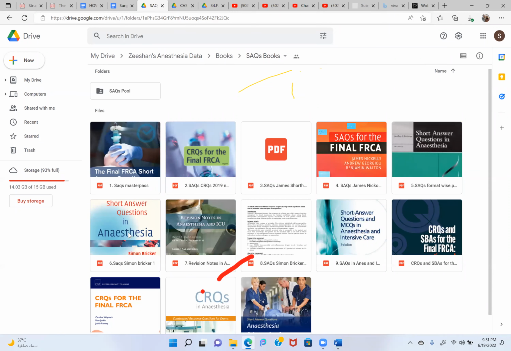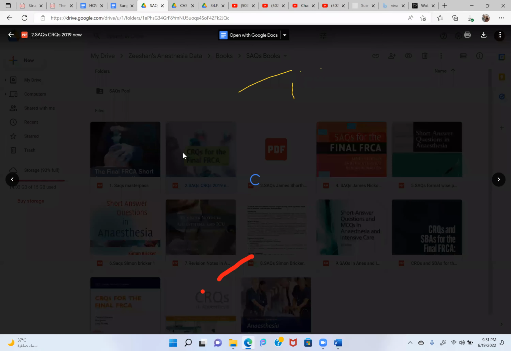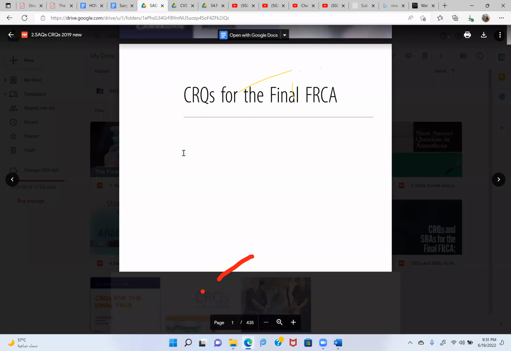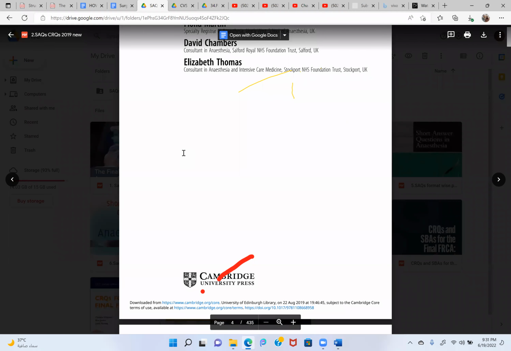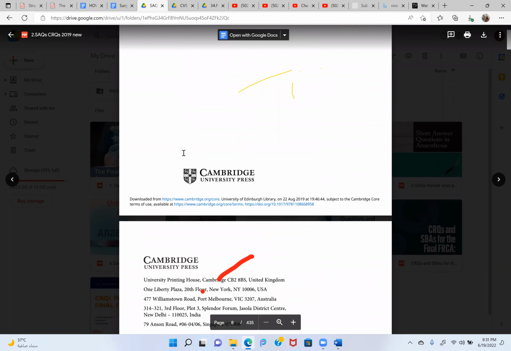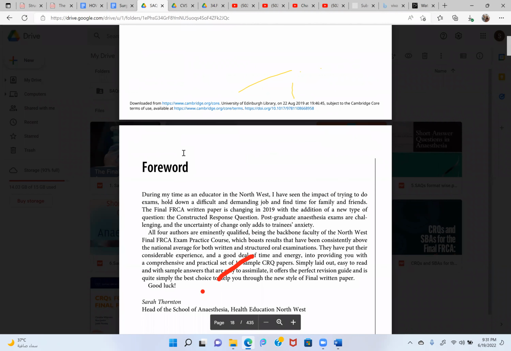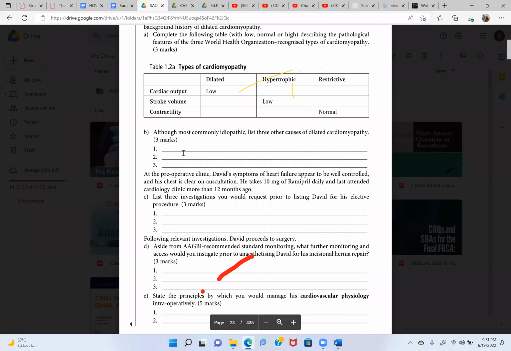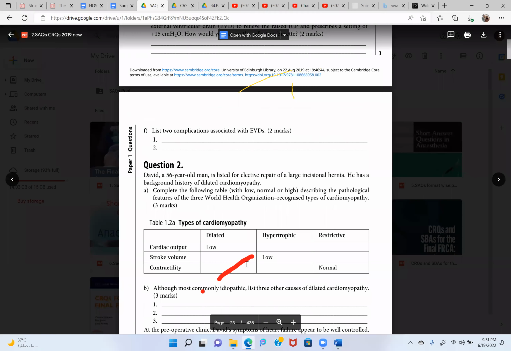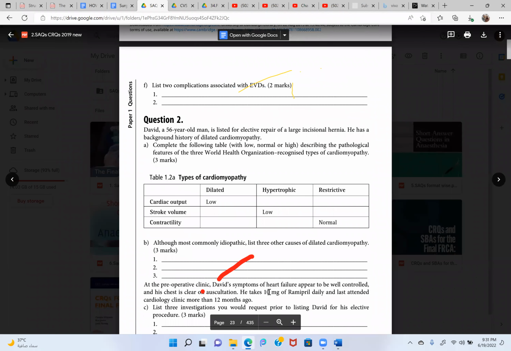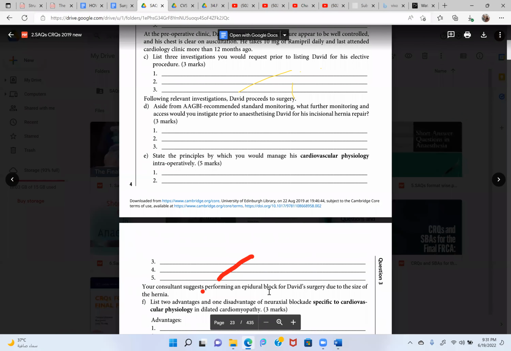For example, if you try to open this book, you just have a look at what is in these questions. You will just find questions and you will just try to find the answer. If you don't know, you can see the text, what is written here. So this is excellent practice for you.